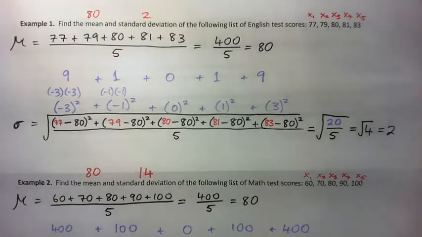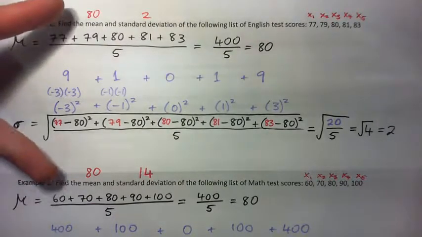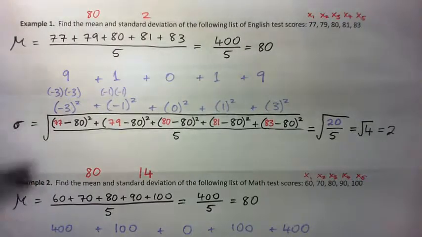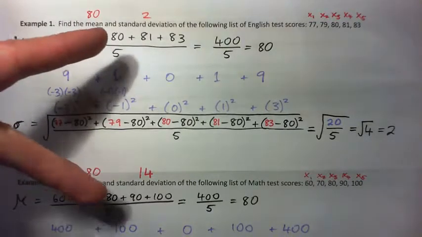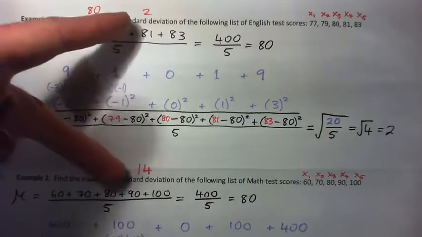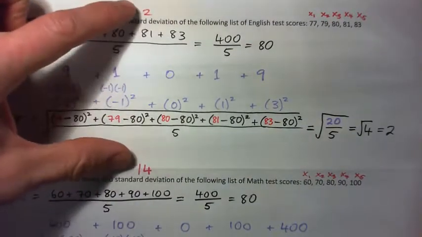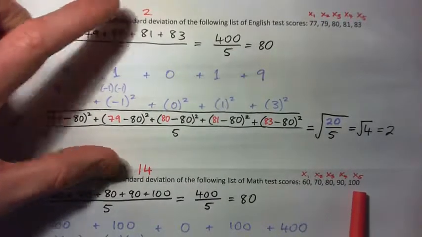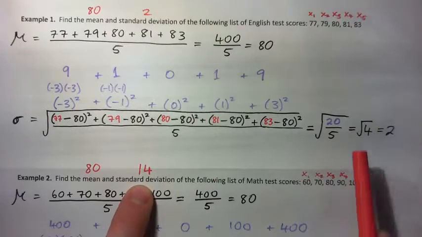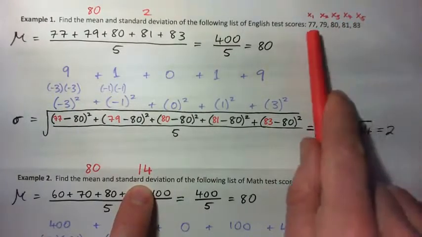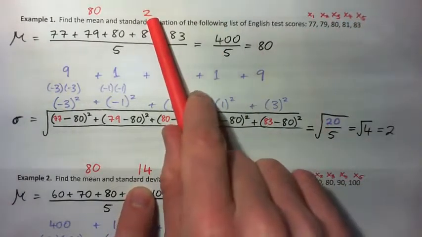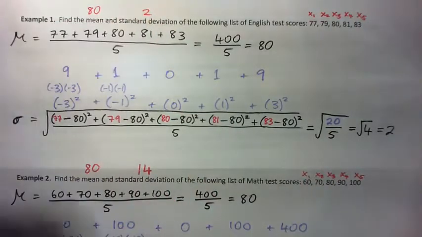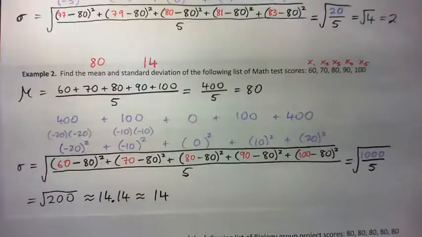So the point is that comparing these tests, they both had the same mean, 80% each, but using the standard deviation formula, we were able to show that they did vary. It's a measure of how much they varied, and obviously they varied from 60 to 100 was what the math was, and has a standard deviation of 14. And obviously the English didn't vary much from 77 to 83, a standard deviation of only about 2, right? But that's the standard way of measuring the spread of a list of numbers.